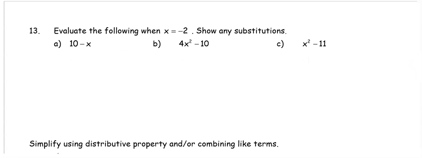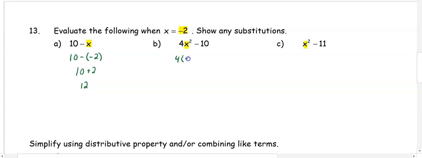In 13, evaluate the following when x is -2. So we're going to take the -2 value and put it in place of x for each of these. So in letter A, we have 10 minus parenthesis -2. 2 negatives in a row make a positive, so we have 10 plus 2, which gets us 12. In B, we have 4 times -2 squared minus 10. -2 squared is 4, so we have 4 times 4 minus 10. 4 times 4 is 16. 16 minus 10 gets us 6.